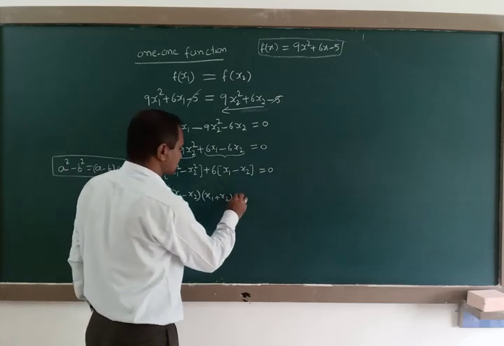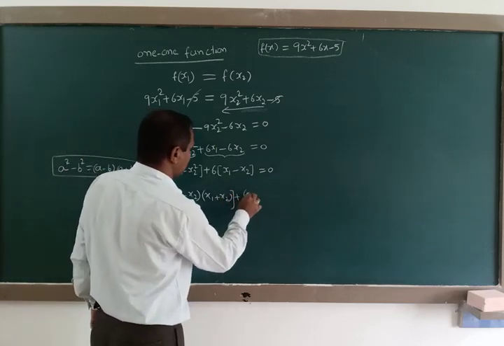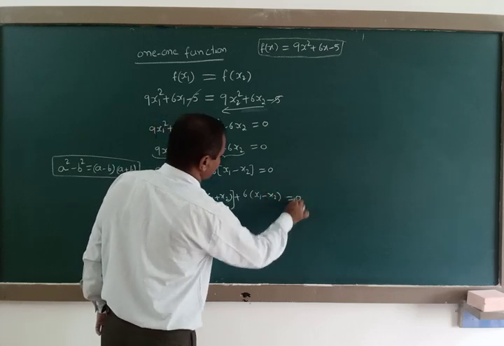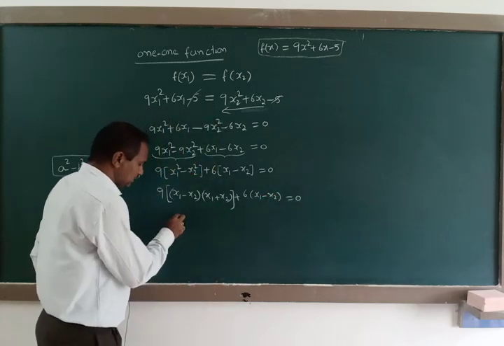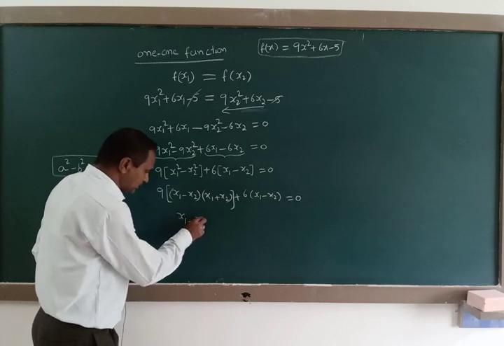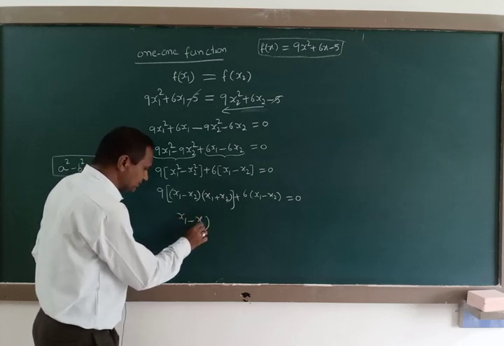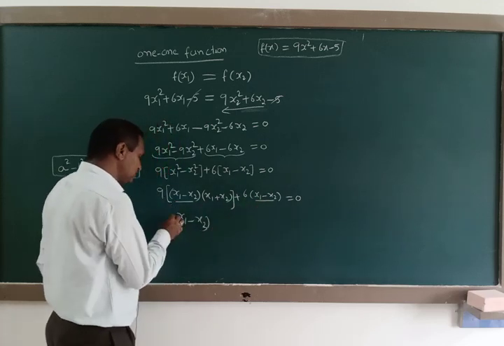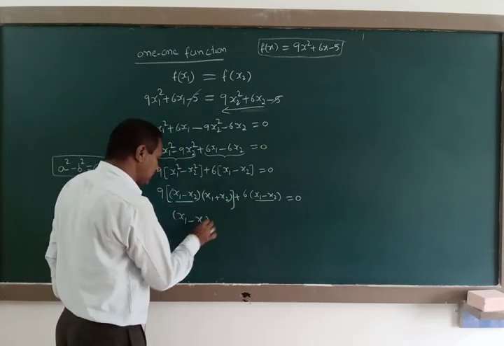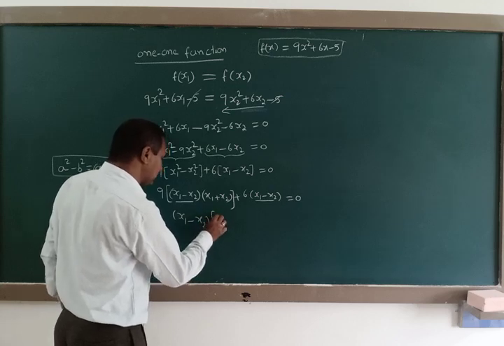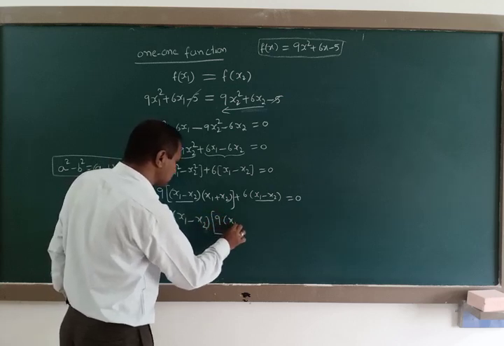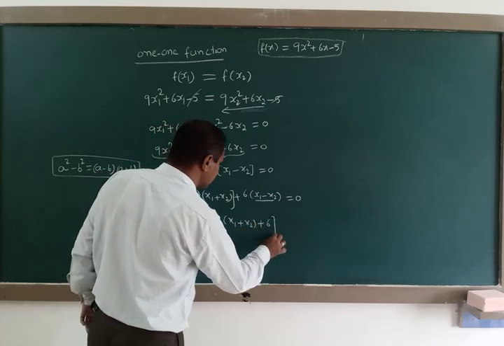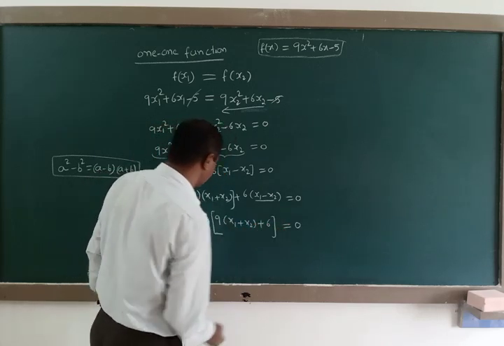Next, plus 6 of x1 minus x2 is equal to 0. What is common here? x1 minus x2 is common. Take x1 minus x2 common, because it is common for these two terms. Then the next bracket term will be 9 of x1 plus x2, plus 6, is equal to 0.